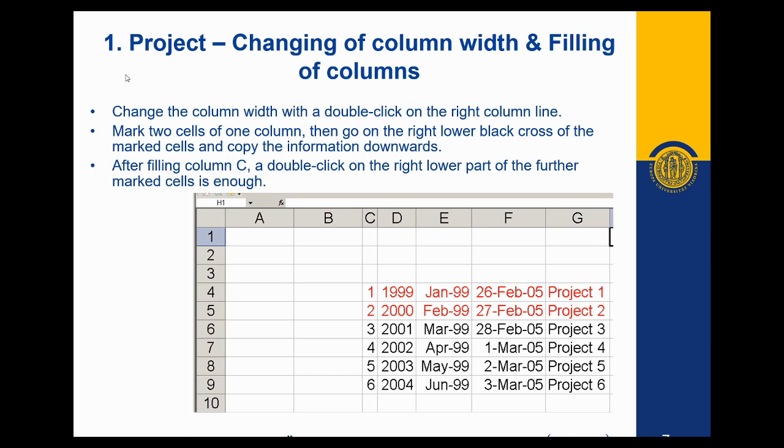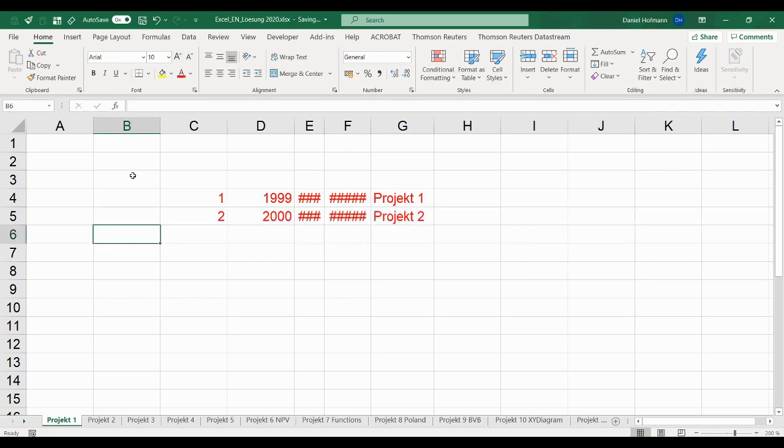We're here in project 1, changing of column width and filling of columns. Change the column width with a double click on the right column line. Mark 2 cells. Use the right lower black cross to fill out the cells, and double click to fill all the rest. So I'll show you that in practice instead of just reading it out.